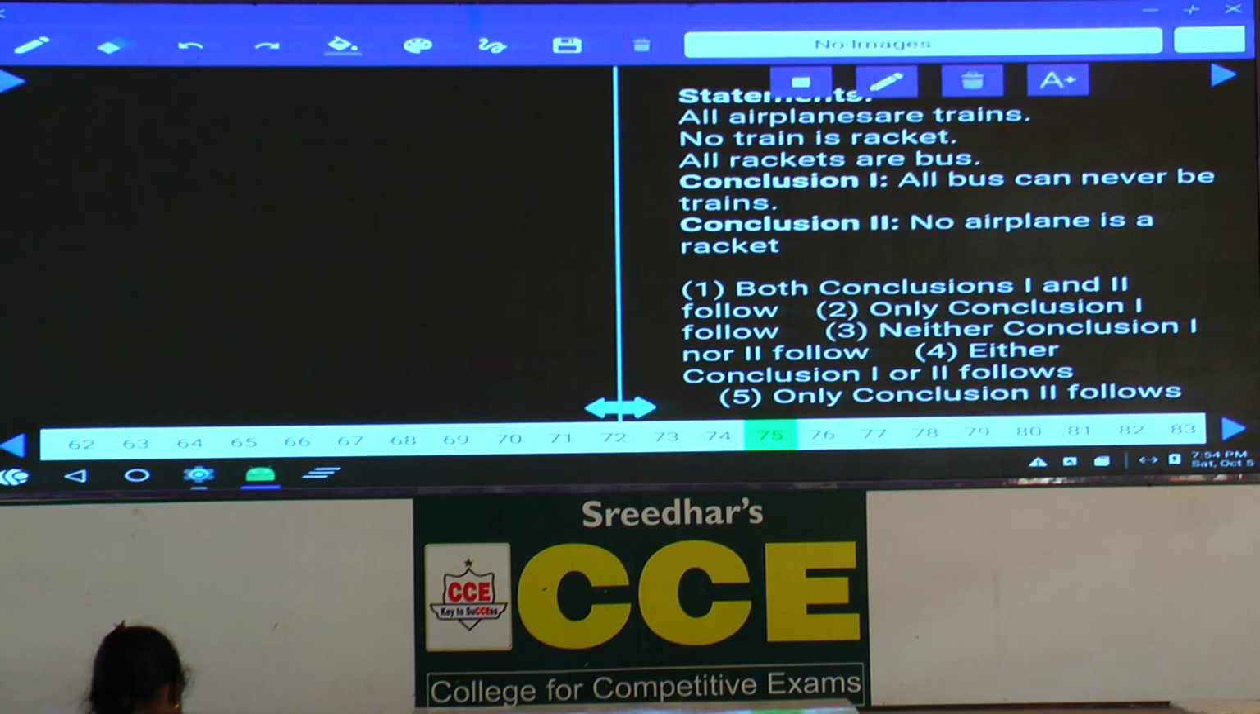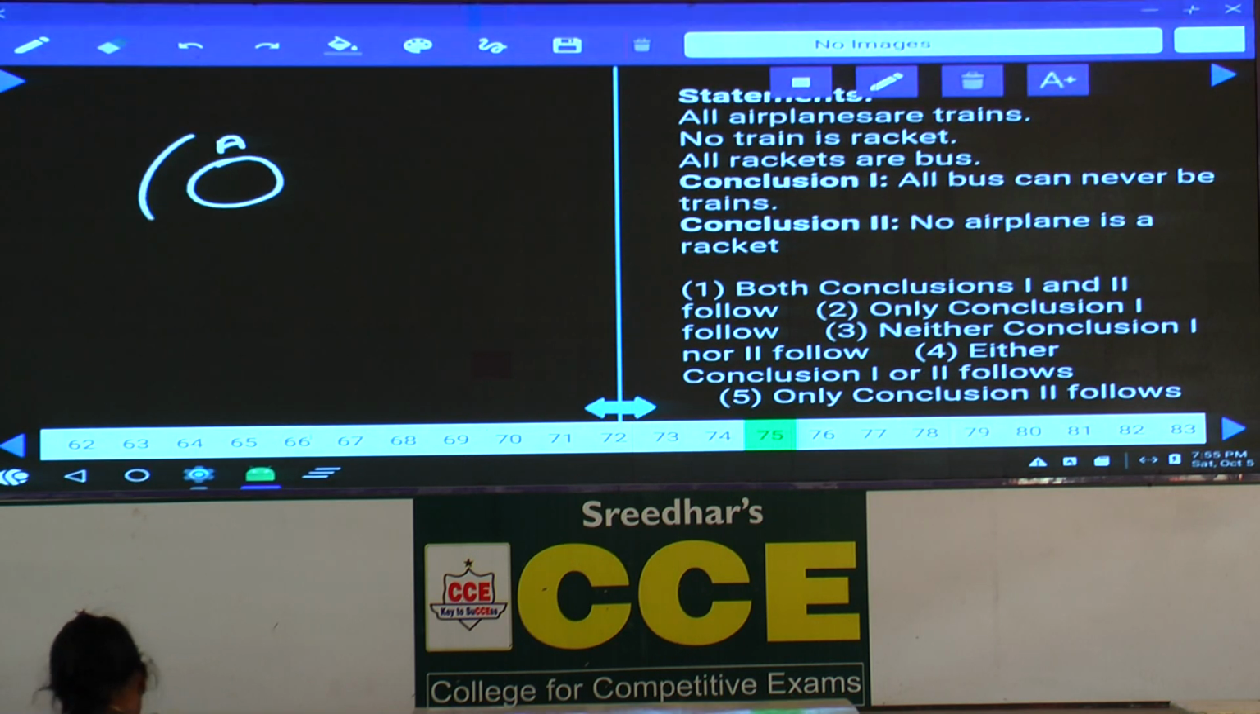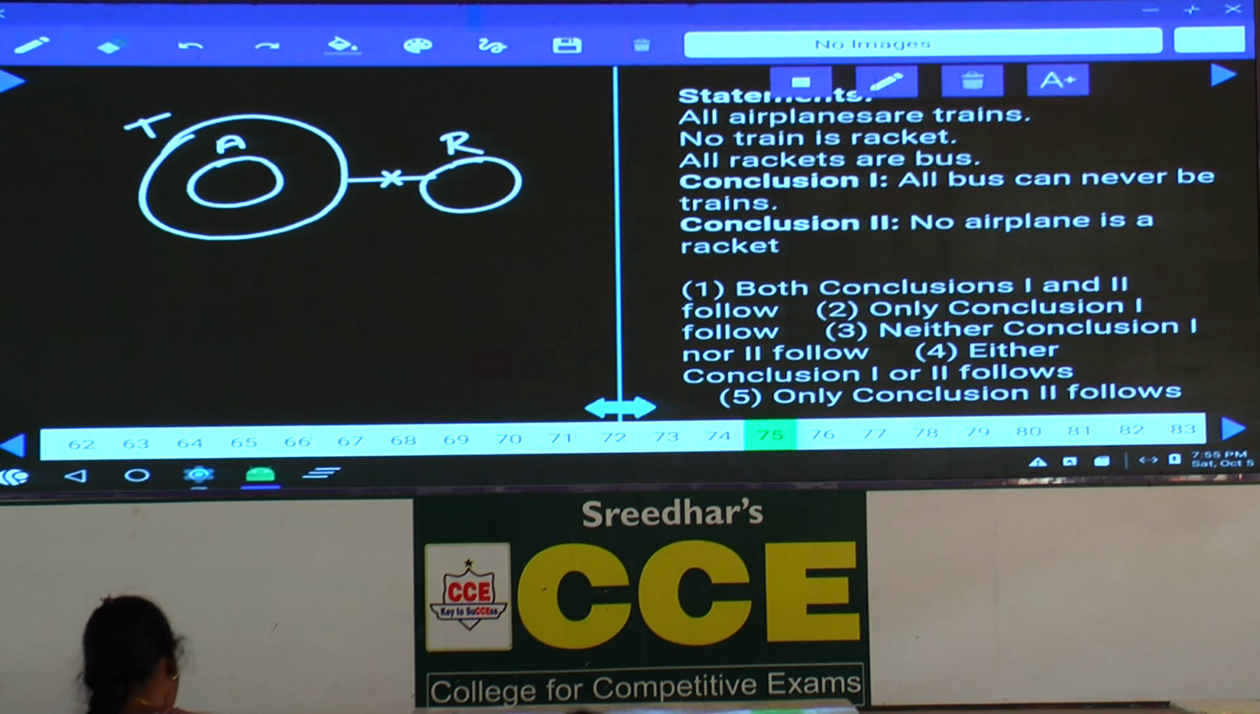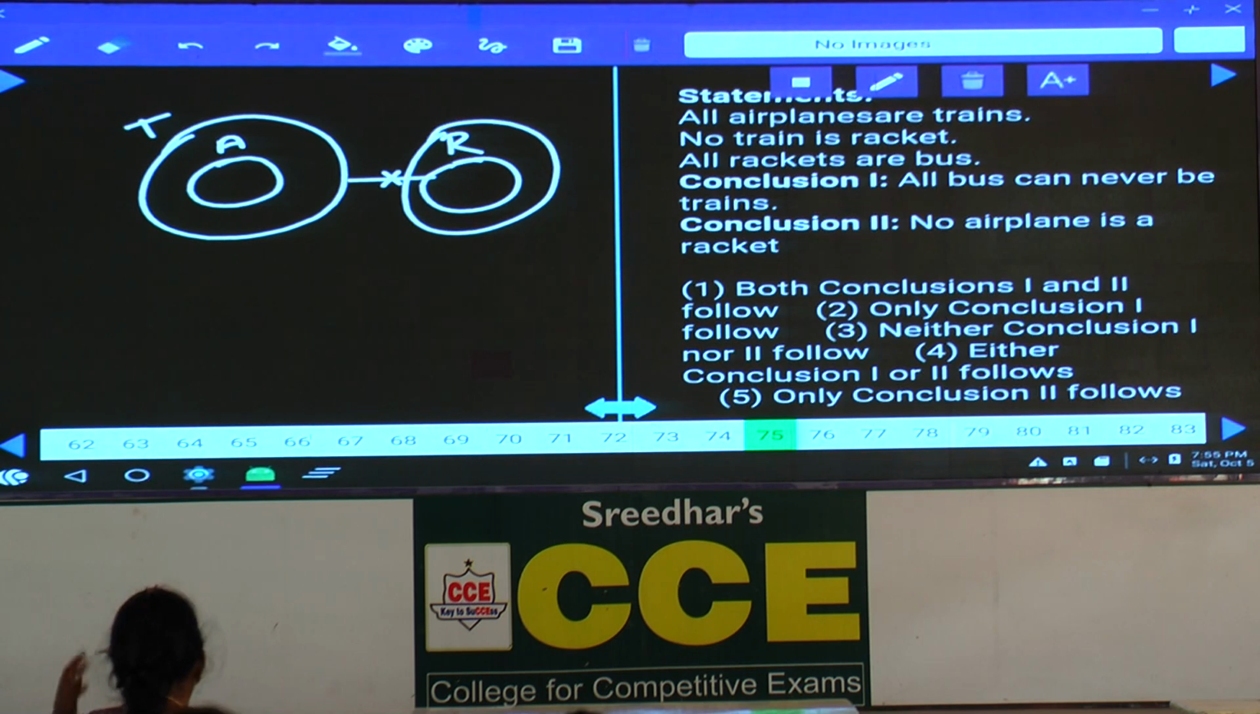Then coming to 75, all airplanes are trains. All these aeroplanes are trains. Then what is the next information here? No train is a racket. Next, all rackets are buses. All these rackets are buses. Then first conclusion, all buses can never be trains.